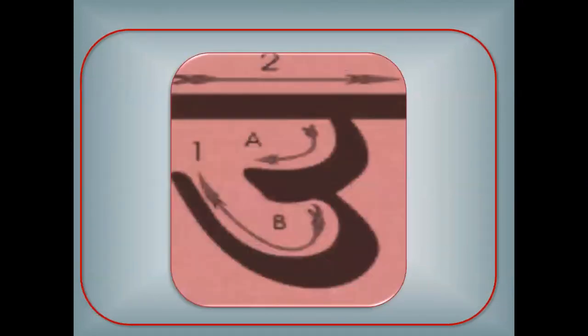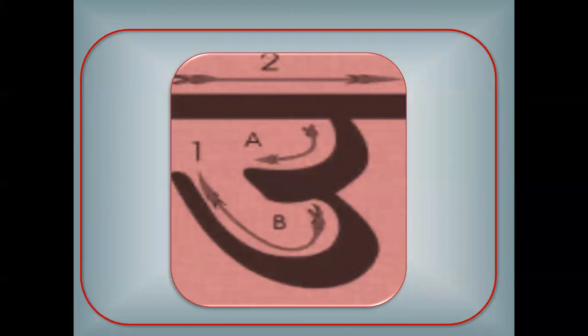Then, the letter U. The letter U doesn't have a vertical stroke. The letter U is like the number 3. You write the number 3 and put a horizontal stroke at the top. This is U. It is produced by rounding the lips. This is U, the short vowel U.